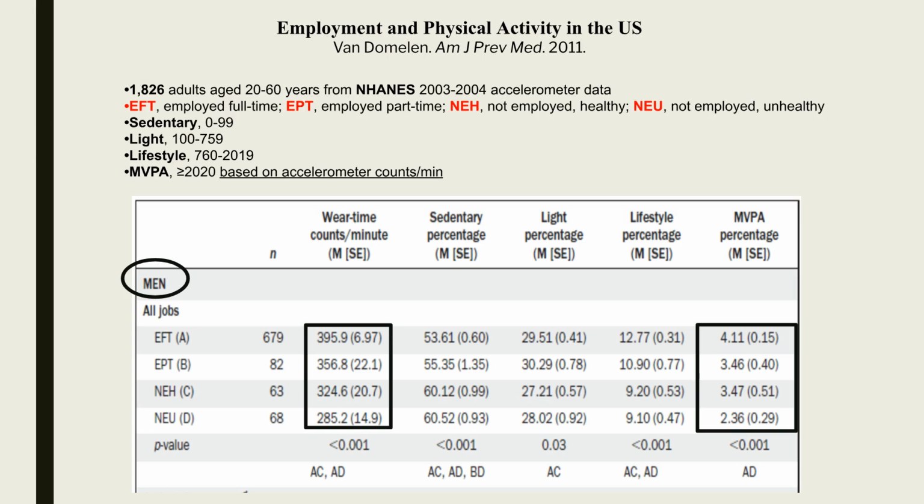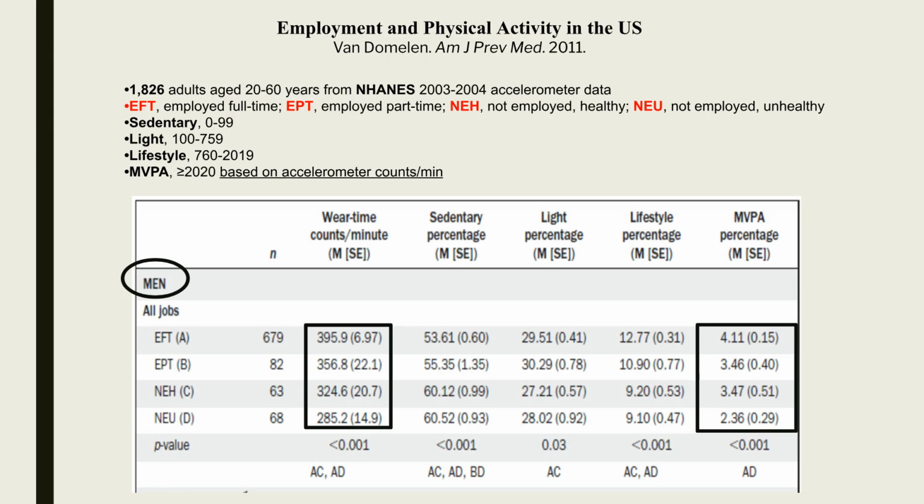Looking at the table for men, the first column shows wear time. We can see that wear time decreases from about 395 minutes per day in full-time employees to 285 minutes in the not employed, unhealthy group. Why does wear time matter? Because longer wear time can lead to higher observed activity. To address this, the authors used percentages of time spent in each activity category rather than absolute minutes.